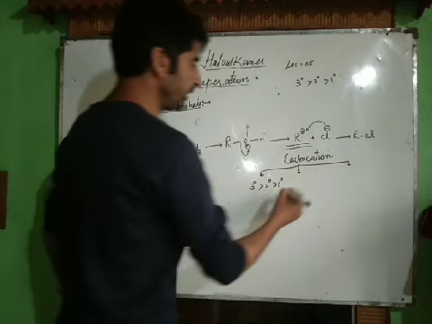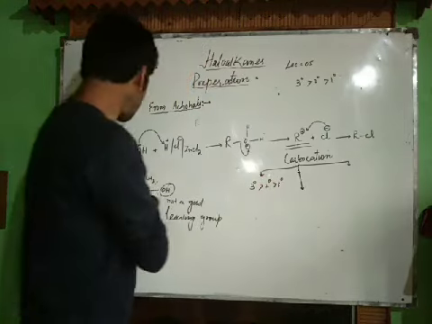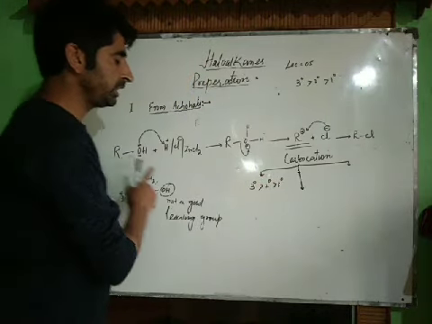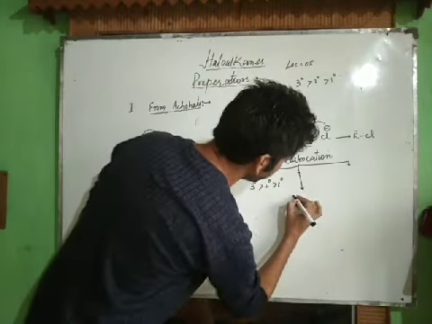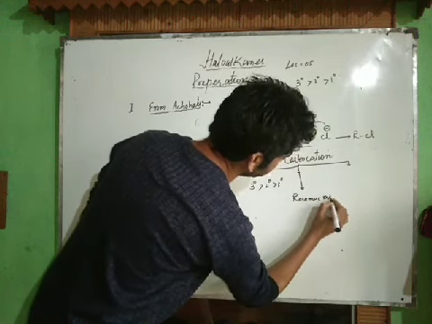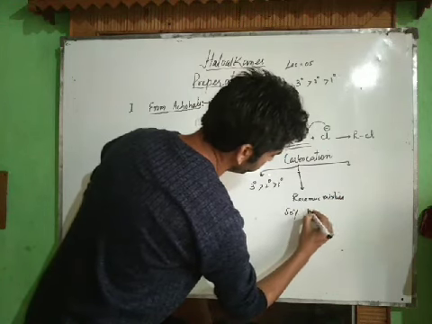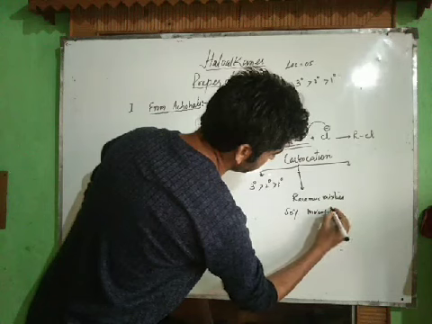Now, the second point: whenever we have a carbocation intermediate, if the alcohol contains a chiral center, then what happens? We get a racemic mixture. A racemic mixture means 50% inversion and 50% retention.